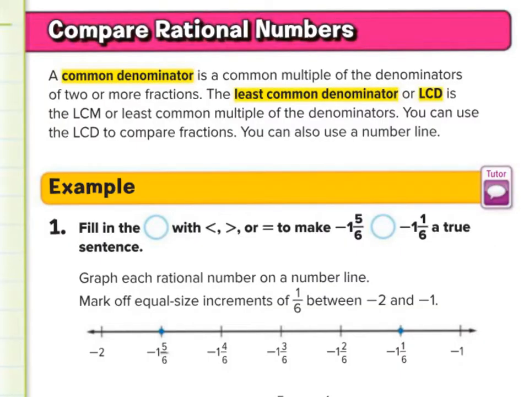For this lesson, we're going to be comparing rational numbers, so comparing fractions and seeing which one's greater or lesser than. So this is one of the key points to this lesson. Compare rational numbers. A common denominator is a common multiple of the denominators of 2 or more fractions. A denominator, everyone, is the bottom number of a fraction. So if it's a common denominator, it means it's a common multiple that both numbers can have.